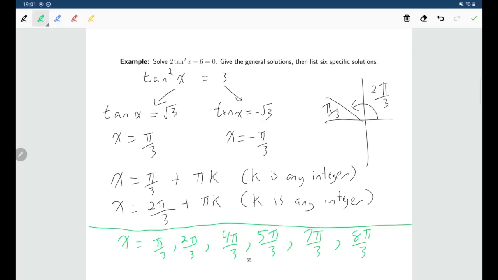Again, for any integer value of k, this will give you one value, and this will also give you one value that would solve your equation. So these are 6 of the infinitely many different solutions for that equation, 2 tangent squared x minus 6 equals 0.